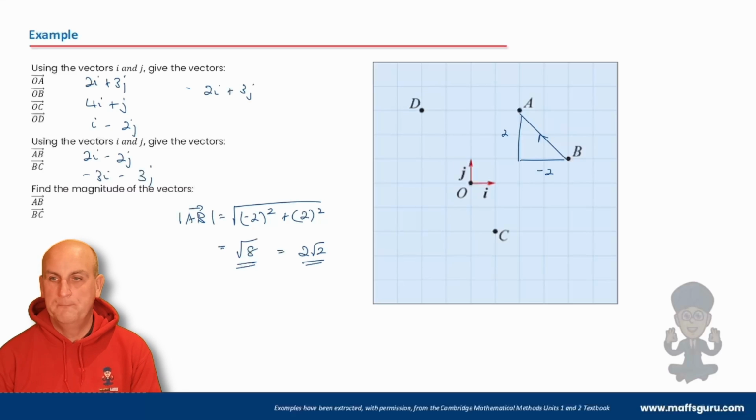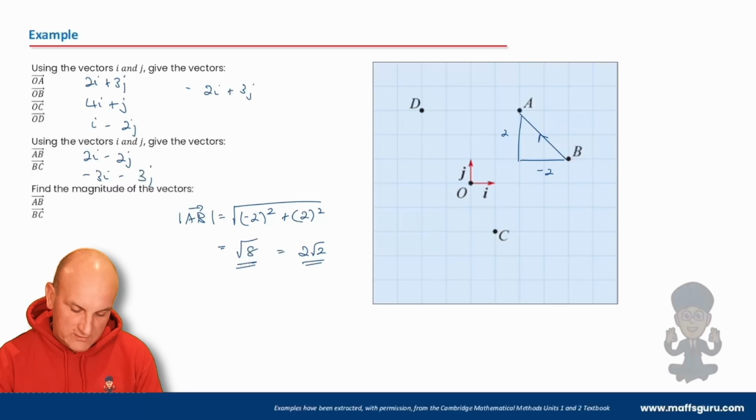All right, what about that one? B to C. Let's draw that on a different way.